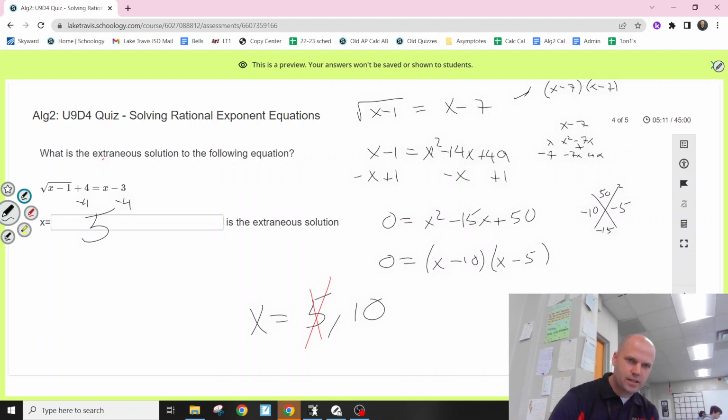On your quiz, on your test, you'll be asked, what is the real solution? What is the extraneous solution? 5 is the extraneous solution. 10 is the real solution. 10 minus 1 is 9. Square root of 9 is 3. 10 minus 7 is 3.